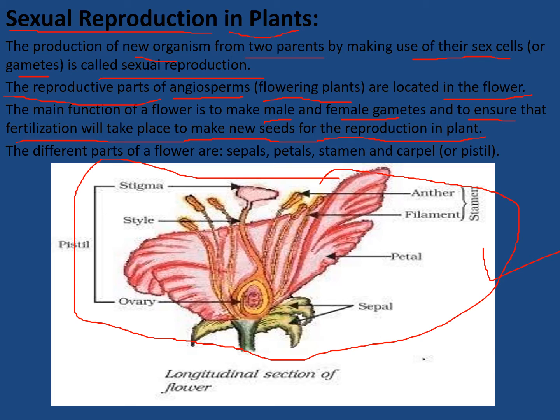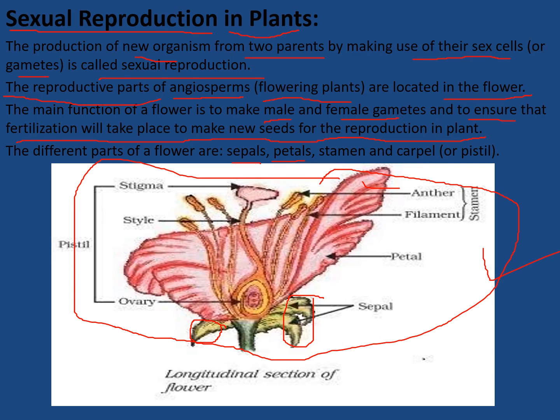Now next, the different parts of the flower are the sepals. Look here, this part is the sepals, okay? This is the outermost part, the sepals. Next, the petals, the colored part, it may be pink, blue, green, yellow or white, okay? The colored part is known as the petals.